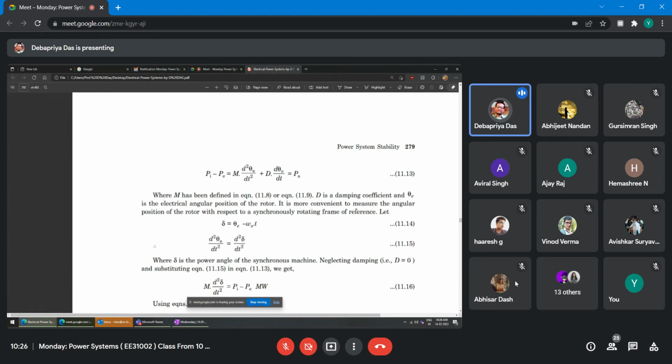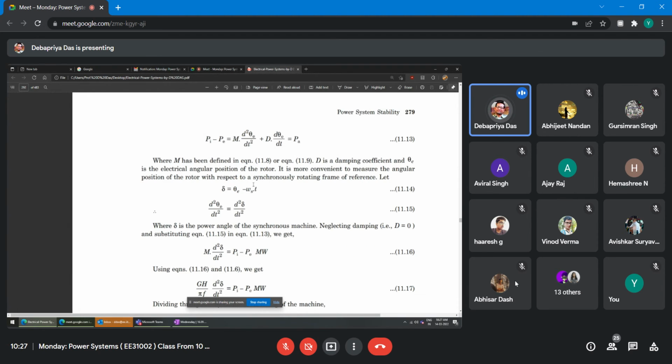And it is more convenient to measure the angular position of the rotor with respect to a synchronously rotating frame, because the machine is continuously rotating, right? So, in general, time is increasing. So delta you can write as theta e minus omega s into t, because theta is continuously increasing, and it is measured with respect to a synchronously rotating frame or reference, right?